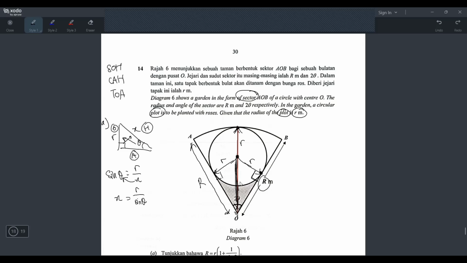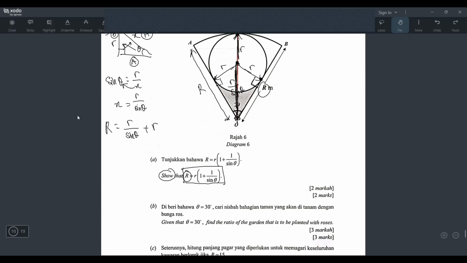So now this length you have already, right? This length is actually r over sine theta. So what is your big R? It's from here to here, right? So if it's here to here, it will be r over sine theta plus the r, right? Because r over sine theta is here to here, and then you just need to plus r.